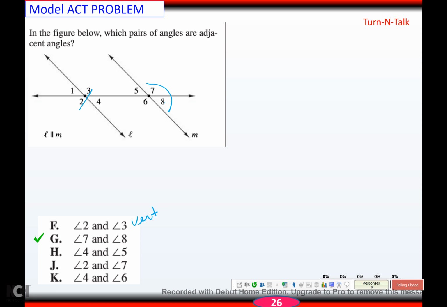7 and 8, they are adjacent to each other. They share a common side, so those are adjacent. I'm assuming there's not any more, or they would have said which, there could be more than one answer. And we know in the ACT there's not. Okay, you could check. 4 and 5 are alternate interior. 2 and 7 are alternate exterior. 4 and 6 are same side interior angles, which are supplementary.